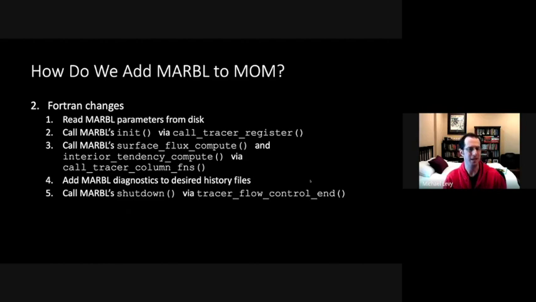On the Fortran side, these are the big steps in my mind. It's not all inclusive, but we need to read the MARBL parameters from disk, because that's how MARBL wants to be configured. We need to call MARBL's initialization routine, and we do that from call tracer register. We need to call MARBL's surface flux compute and interior tendency compute, and we'll do that from call tracer column functions. We need to add MARBL diagnostics to the desired output files, and then in tracer flow control end, we'll call MARBL's shutdown.